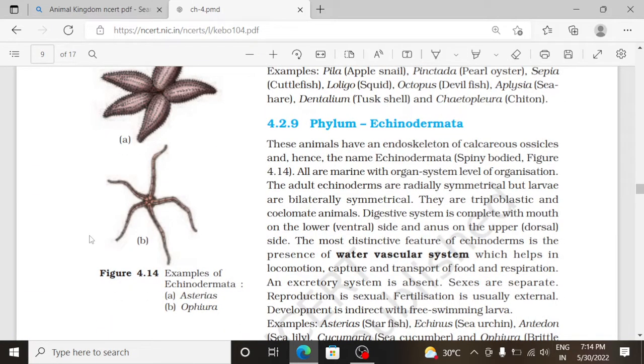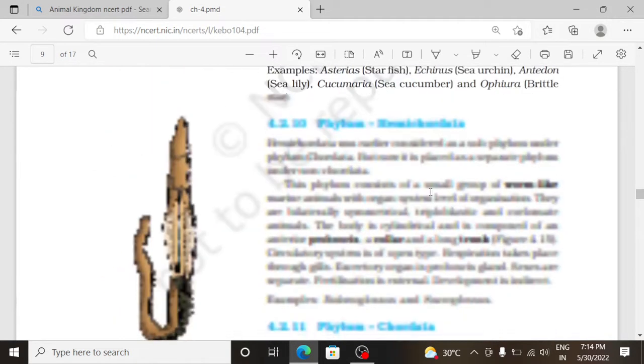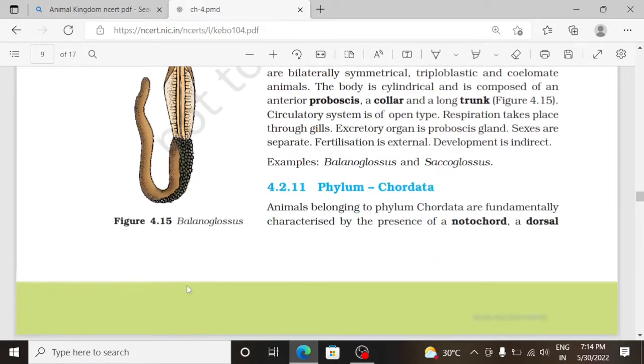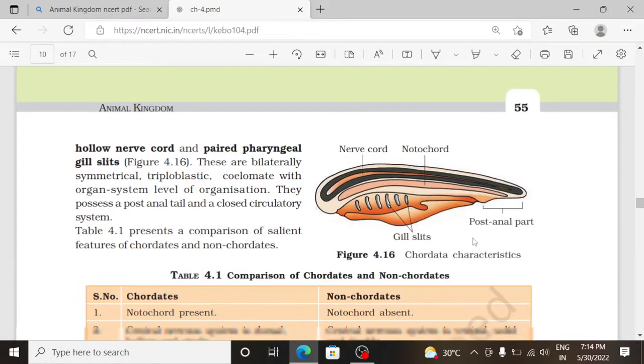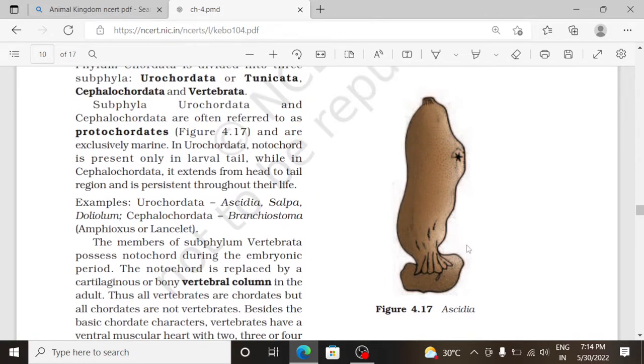Okay, examples of Echinodermata. This is Asterias and this is Ophiura. And this one is Balanoglossus. And this diagram is of chordate characteristics. Nerve cord, notochord. You can see this is the nerve cord. You can see that this is the notochord. This is the post-anal part, that is tail, and these are the gill slits. And this is the Ascidia.